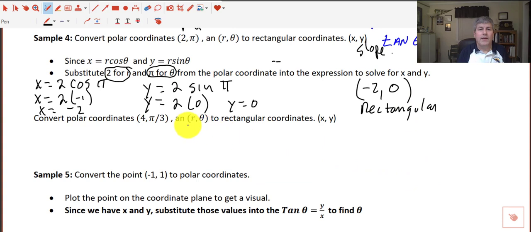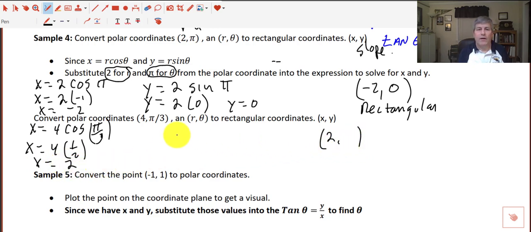We can do the same thing again with a new ordered pair, a directed distance r of 4 and a theta of pi over 3. So our x value now is r, which is 4, times the cosine of pi over 3. Going to our unit circle, the cosine of pi over 3 is 1/2. So we have 4 times 1/2, and we get an x value of 2. We're halfway to having our rectangular ordered pair.